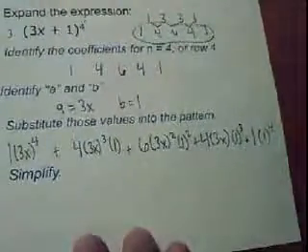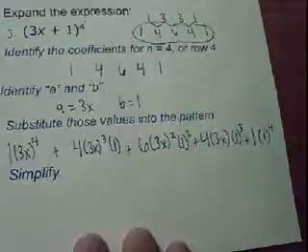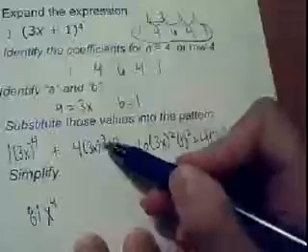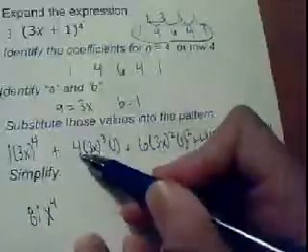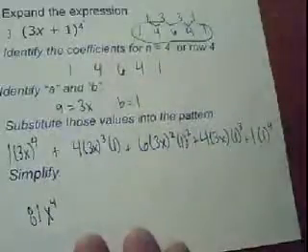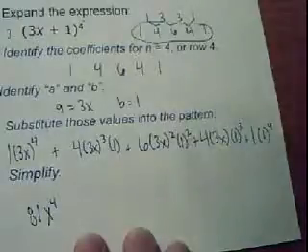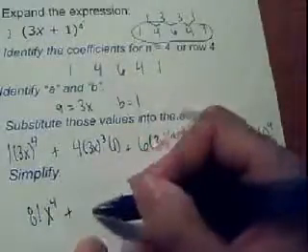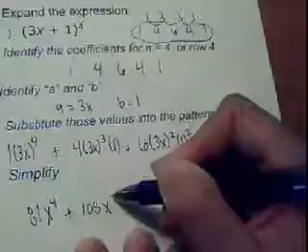So now we simplify. 3 to the fourth would give you 81, and this would be x to the fourth here. On this one, we've got to do 3 to the third, and then multiply by 4. So 3 to the third is 27, and 27 times 4 is 108, so this would be plus 108x to the third.